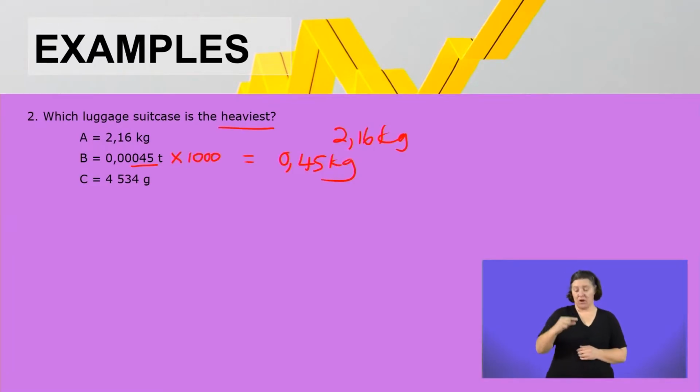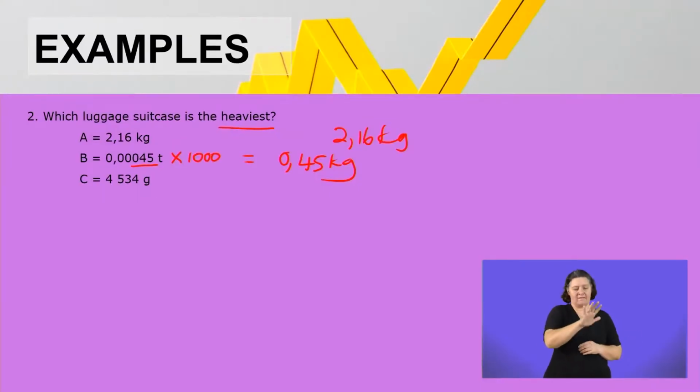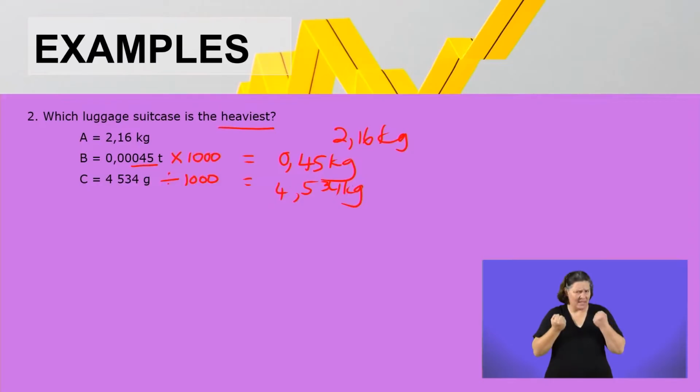And then lastly, I have 4,534 grams, and I must convert this to kilograms. Remember, now I'm converting from small to big, and therefore I'm going to take this 4,534 and I divide that by 1,000. So that will give me 4,534 kilograms. So to answer this question, we ask which luggage suitcase is heaviest. So looking at this, that will definitely be number C, because it is 4,534 kilograms.